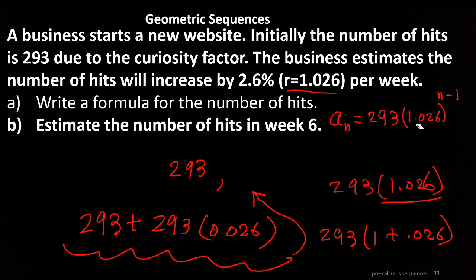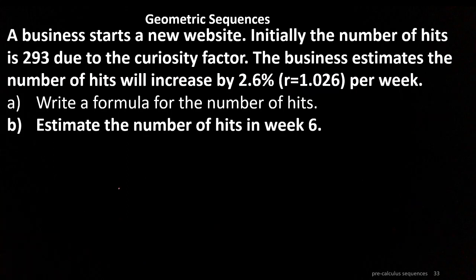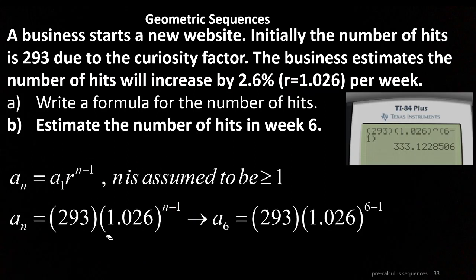That's why. All right, so now that we know our formula, we can just put what? Put 6 in there, right? Estimate the number of hits in week 6, so you just put 6 there. N is a week number, right? All right, so that is 333 approximately, right?